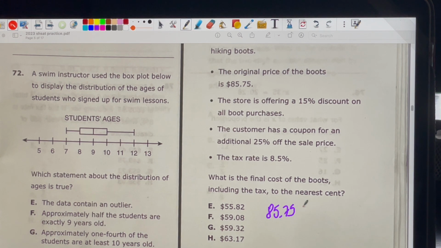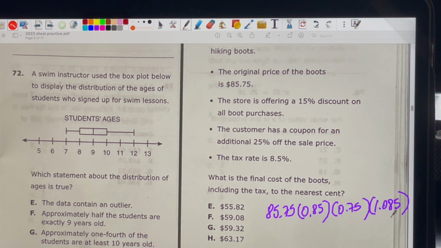So 85.75 times, if you have a 15% discount, that means you're left with 85% of the boots to pay for. And then you get a 25% coupon. Again, that means now you are going to pay for 75% of whatever this equals. And then you have to pay for tax, which is 8.5%. Remember, tax is in addition, so we're going to multiply by 1.085. So this is what you have to multiply to get your answer: 85.75 times 0.85 times 0.75, and then times 1.085. The final answer is 59.31 to the nearest cent. Here's your answer.